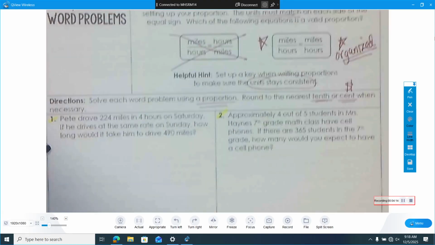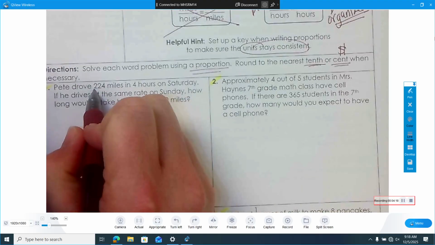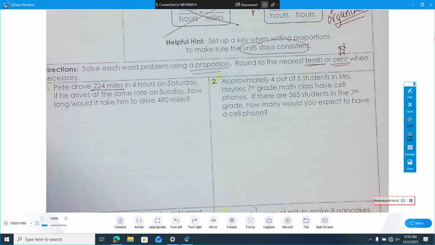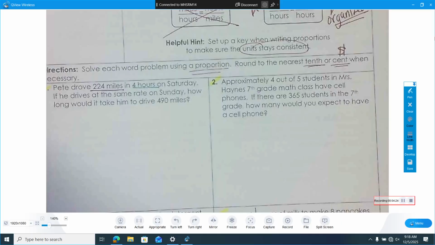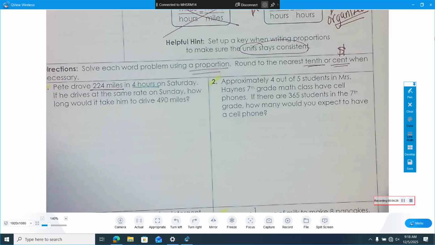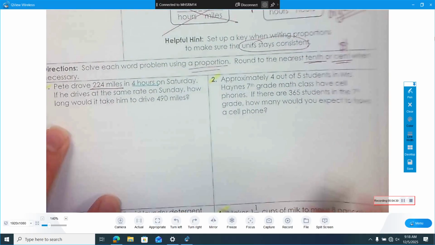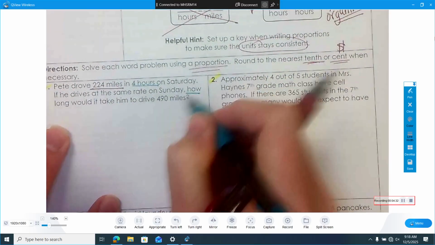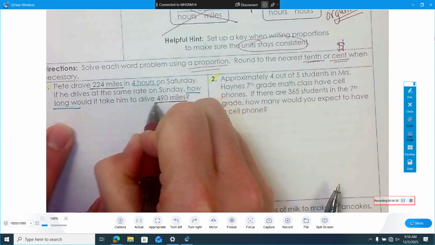Okay. So number 1, Pete drove 224 miles in 4 hours on Saturday. If he drives at the same rate on Sunday, how long would it take him to drive 490 miles?